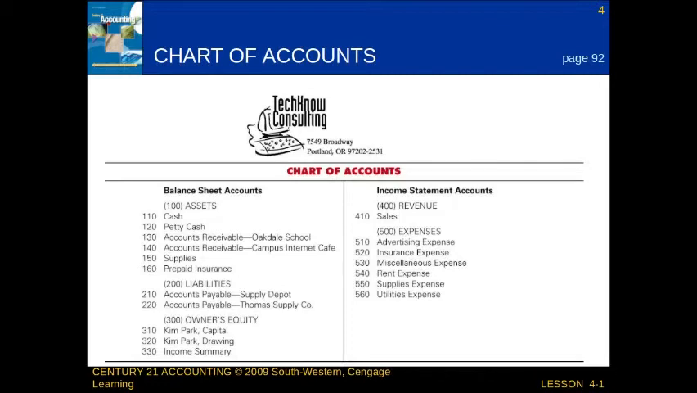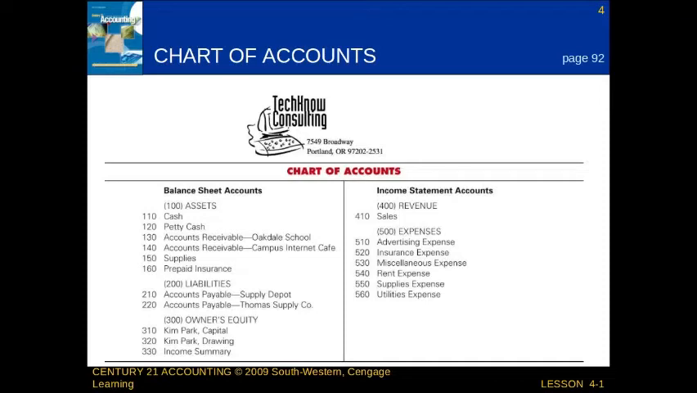Now we'll be moving on to liability accounts, and all liability accounts will begin with the number 2, and they'll also be placed in alphabetical order. So for accounts payable, Supply Depot, this has the account number 210. And for accounts payable, Thomas Supply Company, this has the account number 220. Now we'll be moving on to owner's equity accounts, and all owner's equity accounts will begin with the number 3. So for Kim Park Capital, this has the account number 310. For Kim Park Drawing, this has the account number 320. And for income summary, we haven't learned about income summary yet, but we will in the future. This has the account number 330.